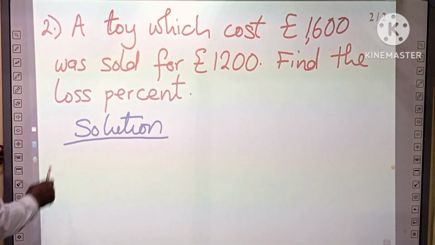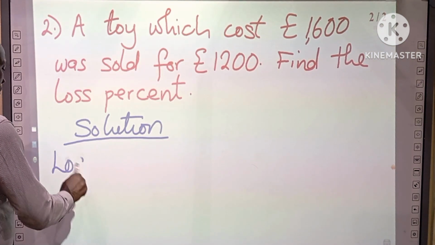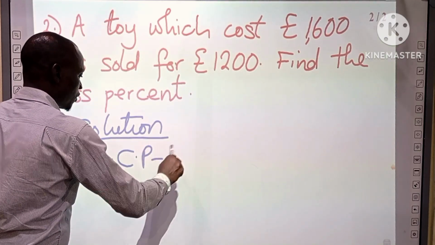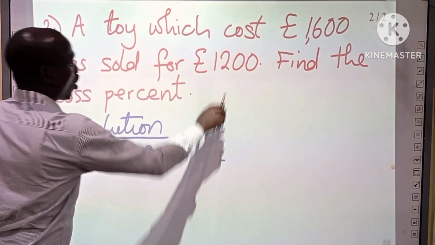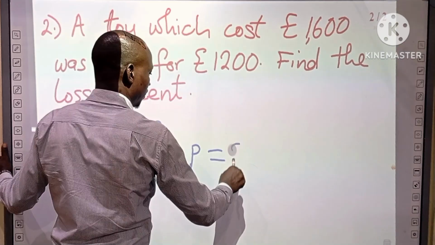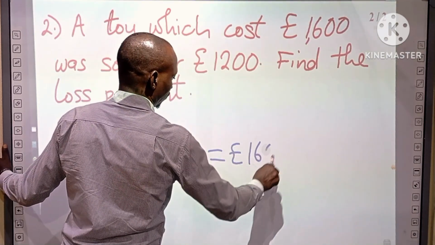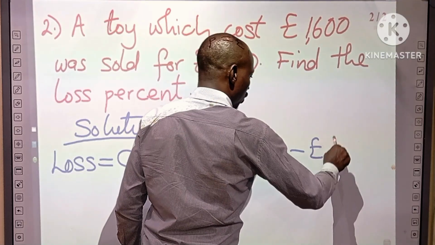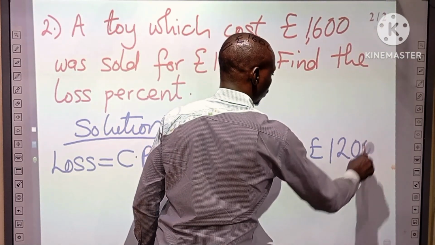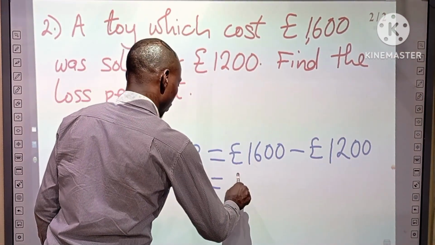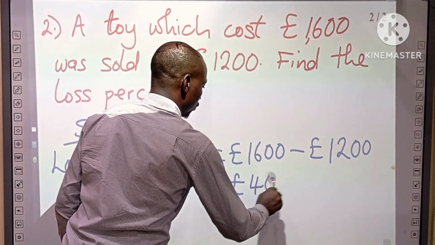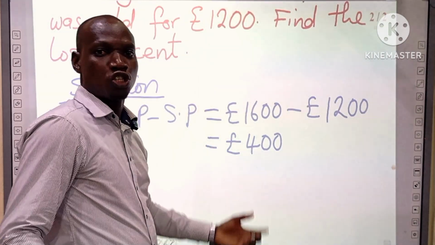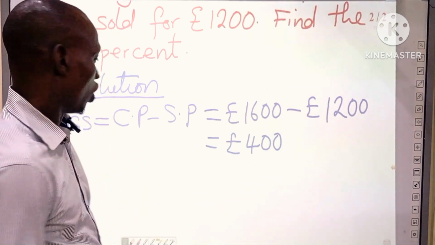So from our parameters, we have loss will be equal to cost price minus selling price. And the cost price from the board is £1,600 minus the selling price, which is £1,200, which gives us £400. Now, we're going to input this into the formula to get our percentage loss.